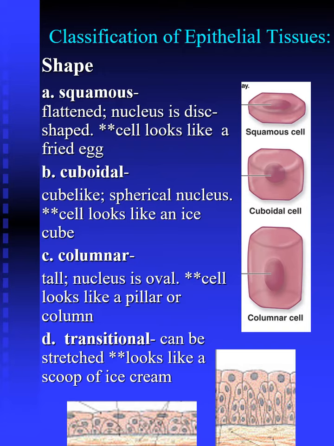However, there's one special type called transitional, where it looks like ice cream scoops. And so these are found in very rare areas, such as within the bladder, where they can undergo lots of stretching and bending, such as when the bladder is filled with urine or not. And so with transitional, these cells also are attached to the basement membrane.